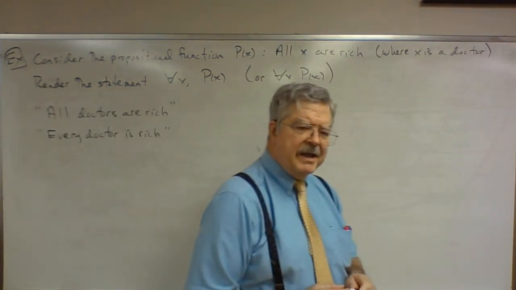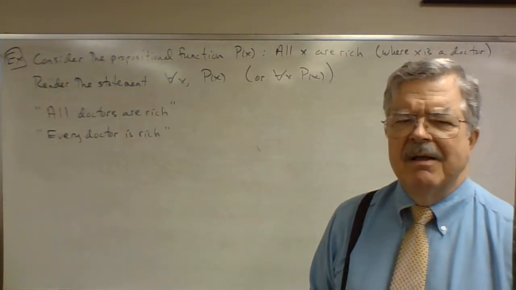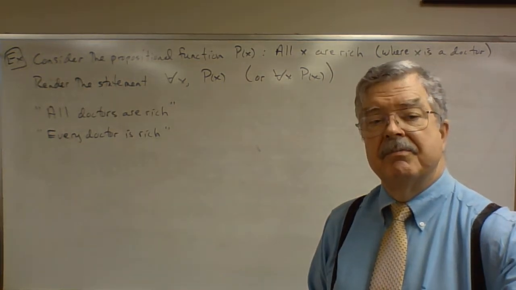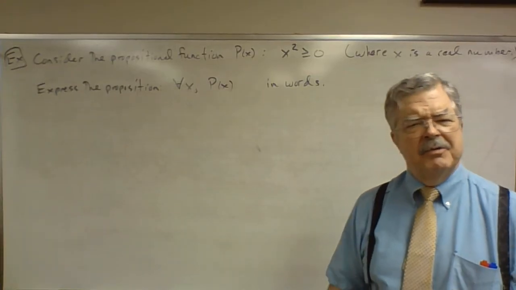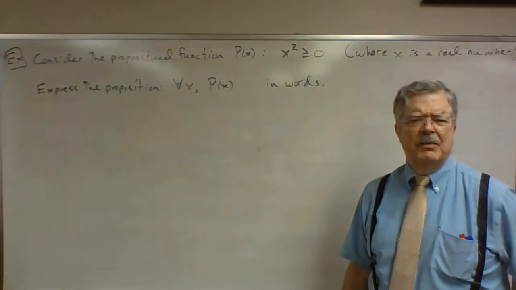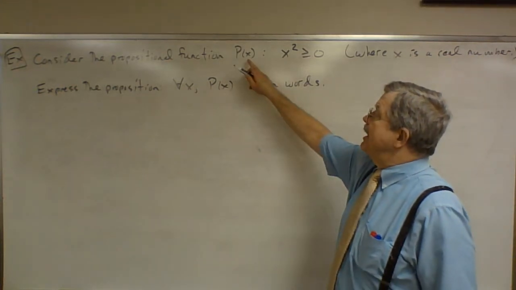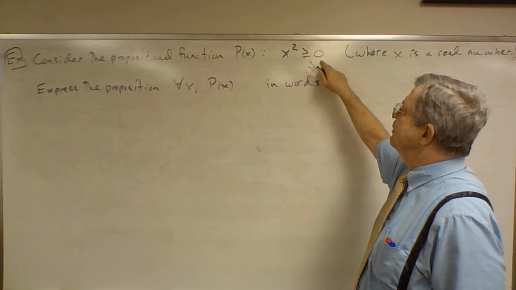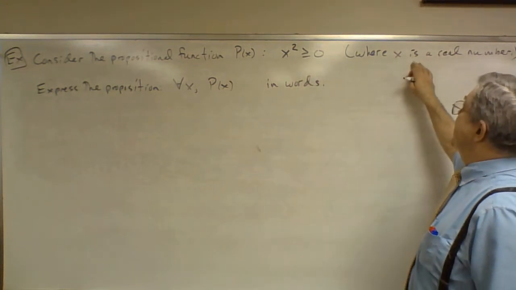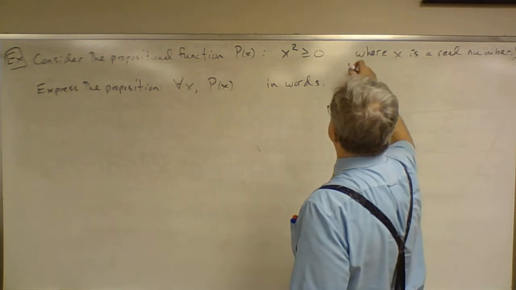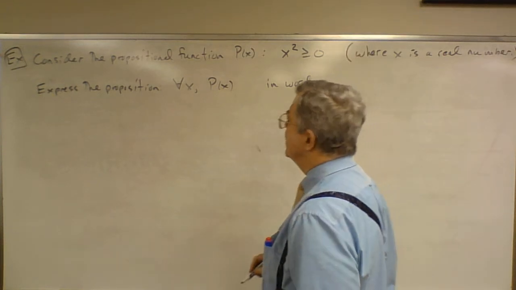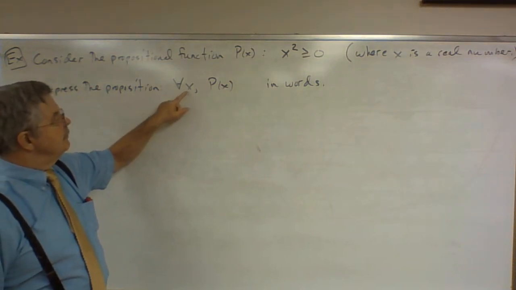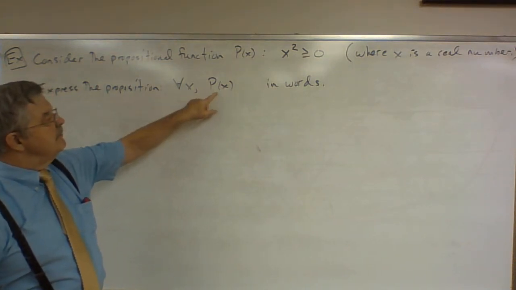Let me do one where I use a mathematical expression and translate it into words. This one may seem a little bit more natural than the one we did before. We have the proposition P of x, which is based on the statement x squared is greater than or equal to 0, and x is a real number. So we have the proposition for all x, or for every x, or for each x, P of x is true.